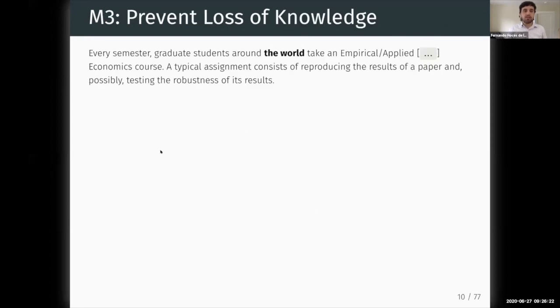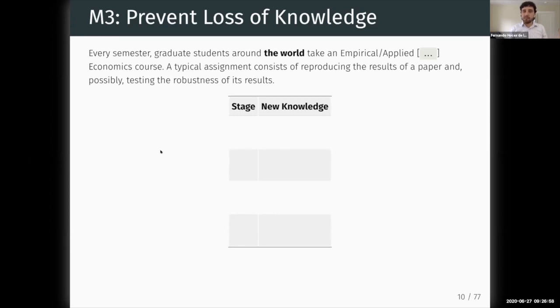And a third motivation is there's also a large amount of knowledge that is generated each year around the world. We're not focused only in the US, we're trying to get the attention of research instructors around the world, where basically students take an empirical or applied economics course. And a typical assignment consists of reproducing the results of a paper and possibly testing the robustness of its results. And each year that knowledge goes lost. What do I mean by that?